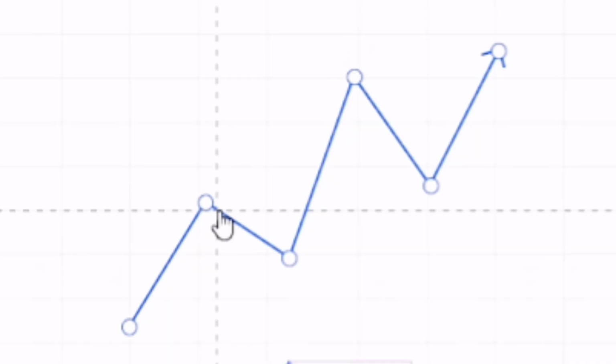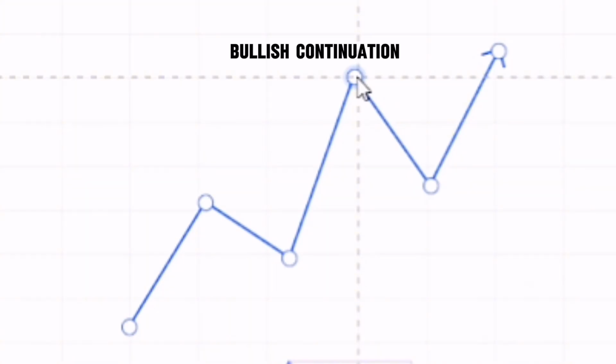Up next is identifying market structure, and I'm going to guide you through the exact steps so that you don't get confused in the chaos. I'm going to start with the first method, which is the use of higher highs and higher lows. This happens in bullish trends, where the market keeps forming higher highs and higher lows, and once price forms a new higher high like this one here, that indicates a bullish continuation.